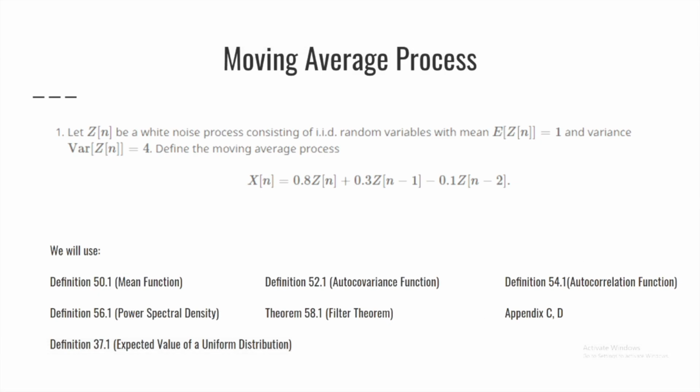Continuing off that, we're going to have different definitions that we're going to use throughout these two problems. We're going to find the mean function and the autocovariance function, use the autocorrelation function to find the power spectral density, and apply filter theorems and Fourier transform concepts from the appendixes and tables to find our answers.